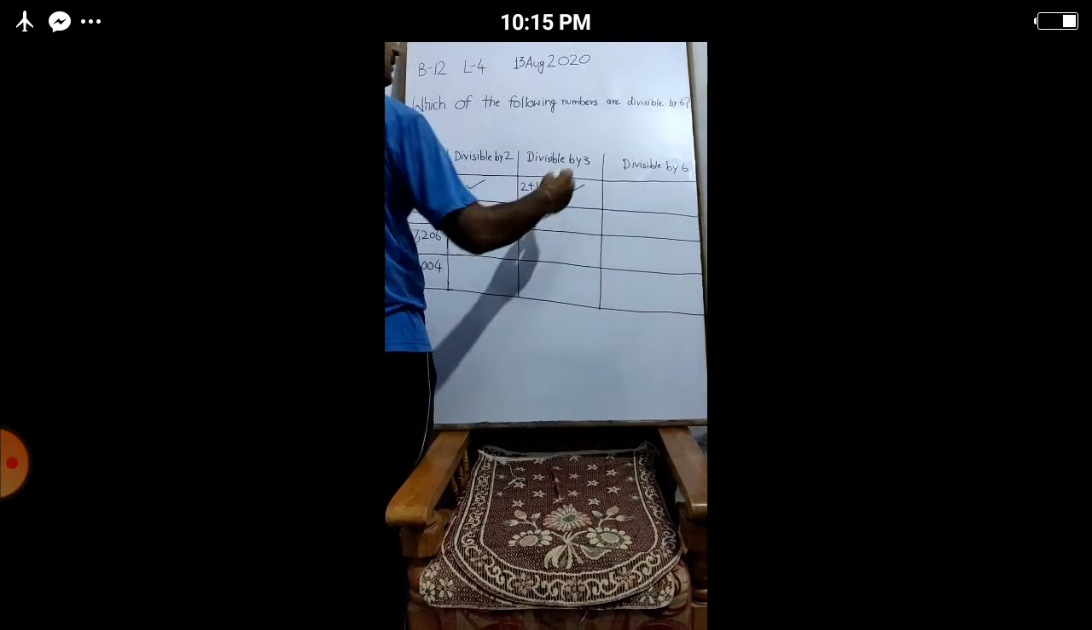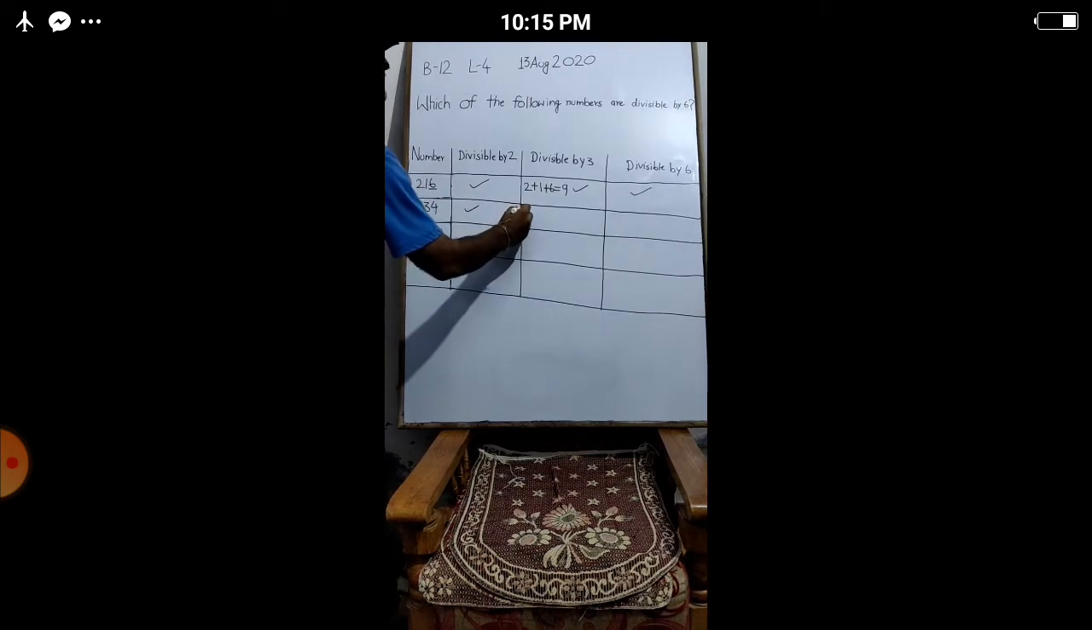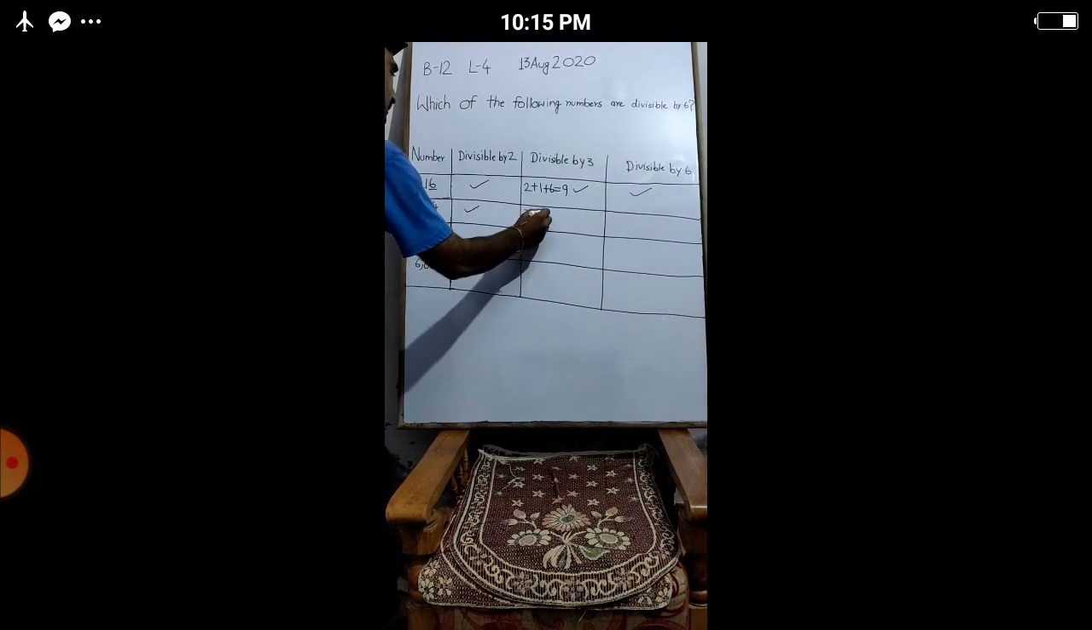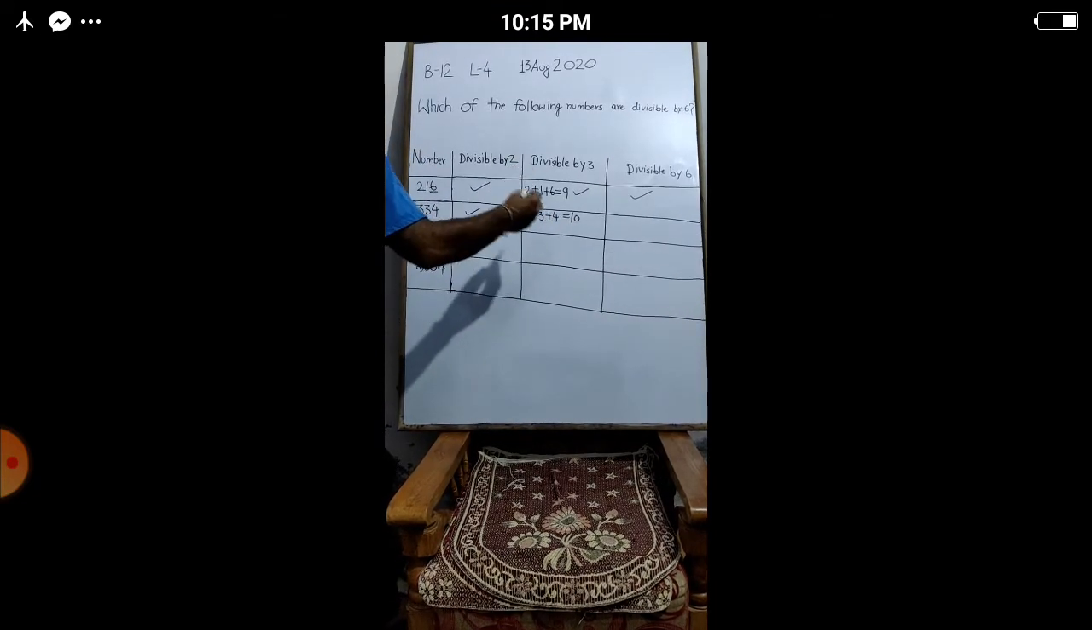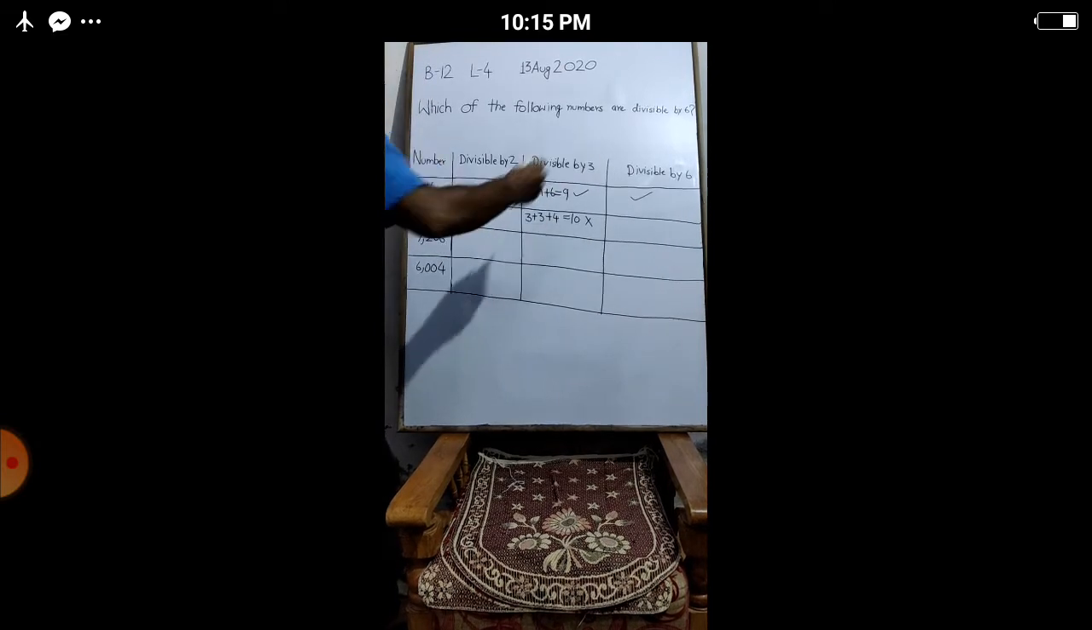Now children, we have to check the sum. 2 plus 1 plus 6 is 9. Is 9 divisible by 3? Yes. So 216 is divisible by 6. Now 334: it is an even number, so divisible by 2. Then 3 plus 3 plus 4 is 10. Is 10 divisible by 3? No. So 334 is not divisible by 6.